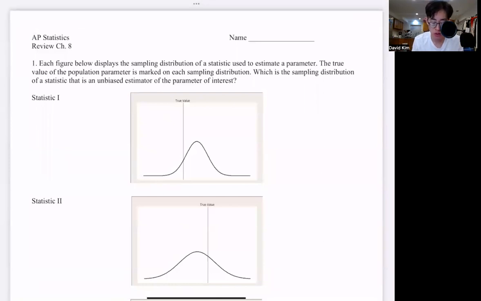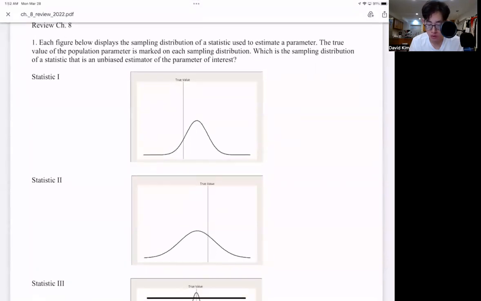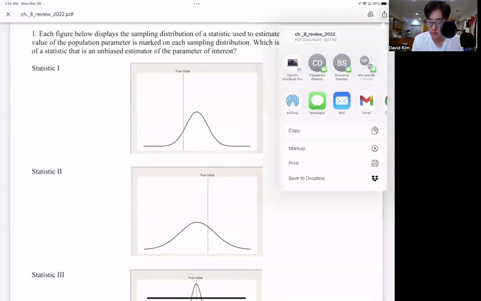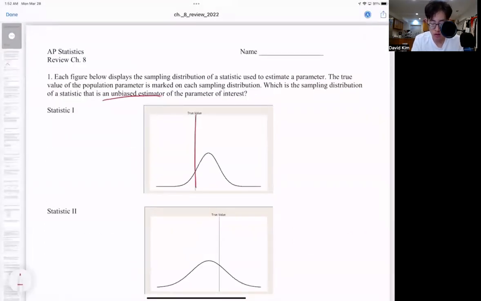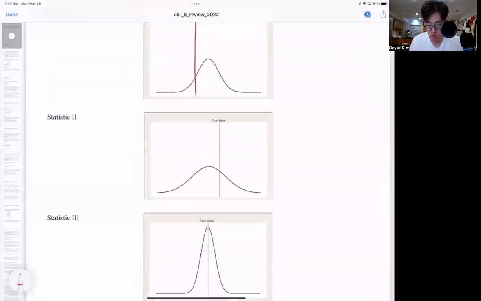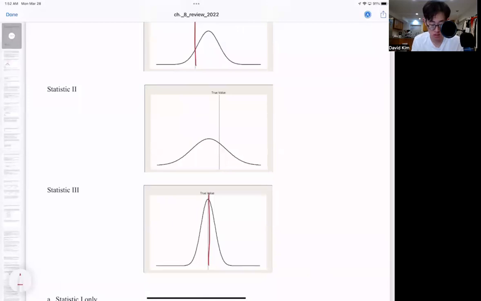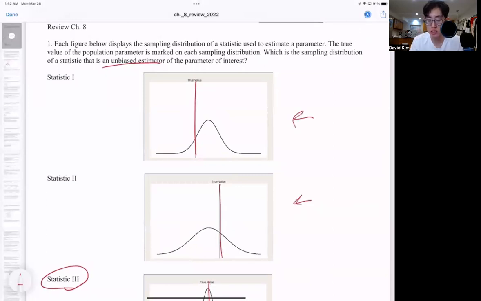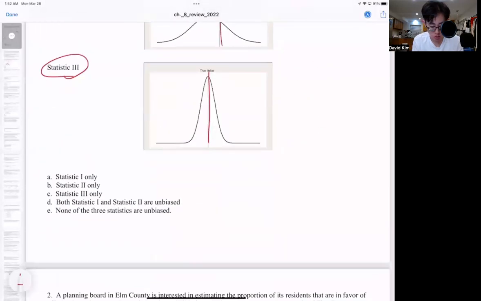Number 1, each figure below displays the sampling distribution of a statistic, along with the true value of the population parameter, and asks which is the sampling distribution of a statistic that is an unbiased estimator. If we have an unbiased estimator, what that basically means for us is that the true value should happen in the center of the distribution. So the only one that actually has that is going to be statistic 3. Now notice that the true value for statistics 1 and 2 is actually a bit off, which means either the sample was not randomized, which created this bias in the first place.